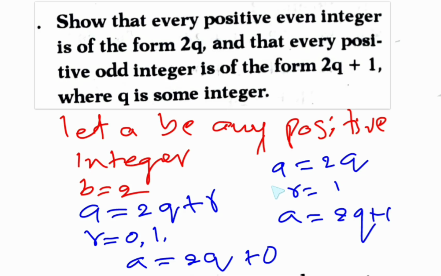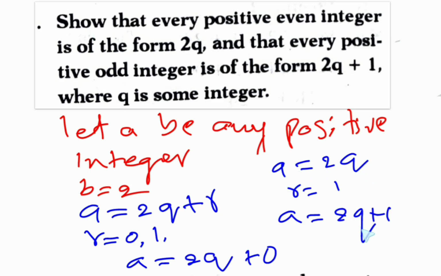Therefore, if a is of the form 2q, where q equals 1, 2, 3, 4, any value, then a is an even integer. If we substitute q equal to 1, 2, 3, 4, we get 2 into 1 equals 2, 2 into 2 equals 4, then 6, and like that we will get the values of a. All these are even integers.